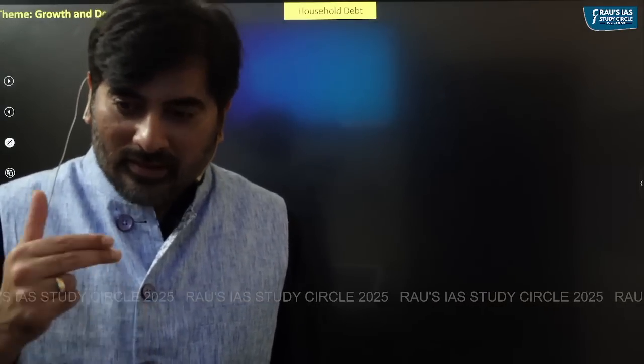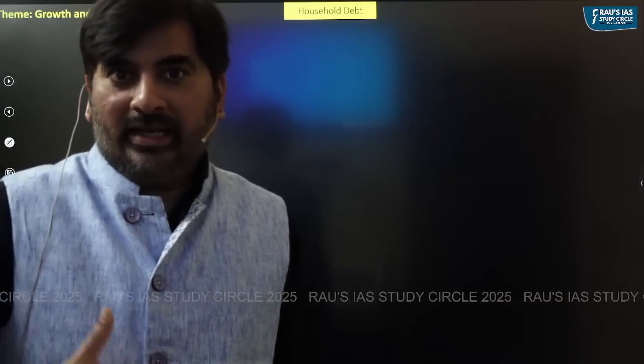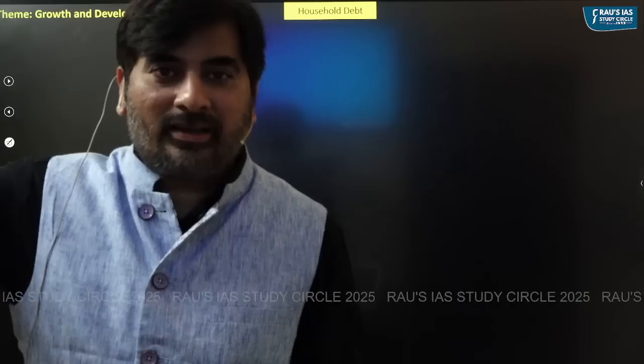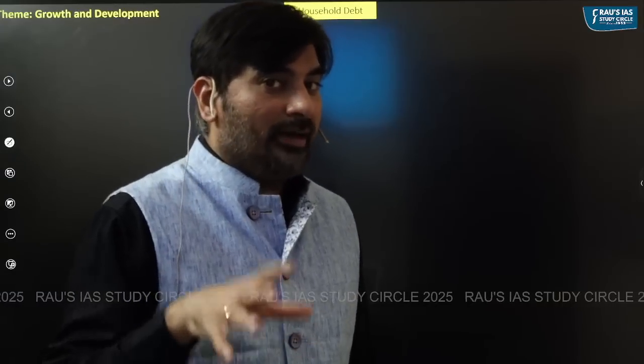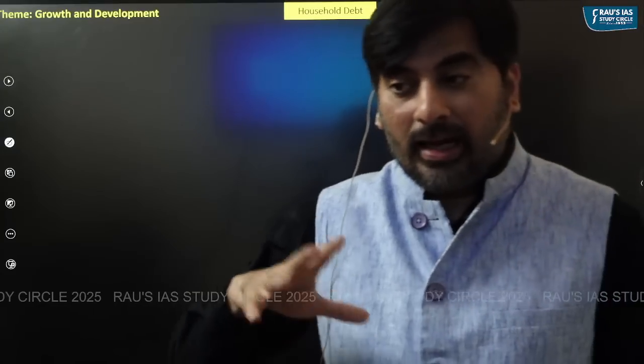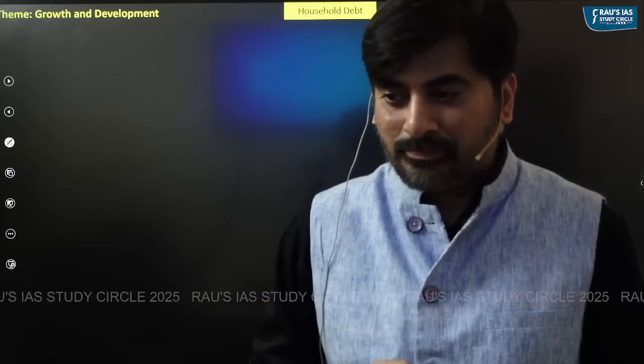Reduce. Second repercussion, if households have borrowed more money and if they do not repay the loans which they have taken from banks, what will happen to the financial position of banks? The financial position of banks might deteriorate due to an increase in NPA. So this is a very important development which has taken place and which might well be asked in the upcoming prelims examination.